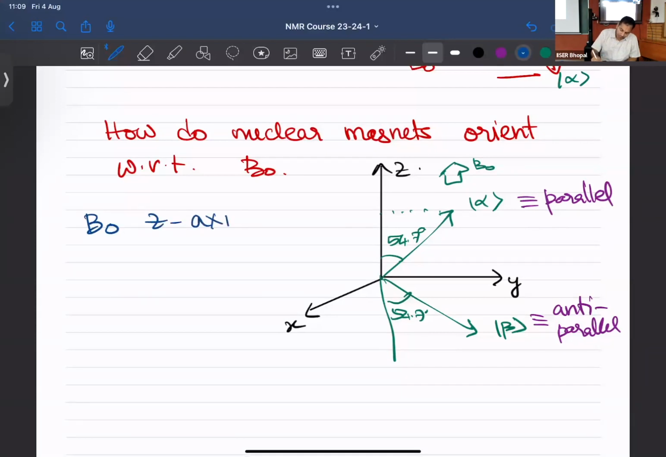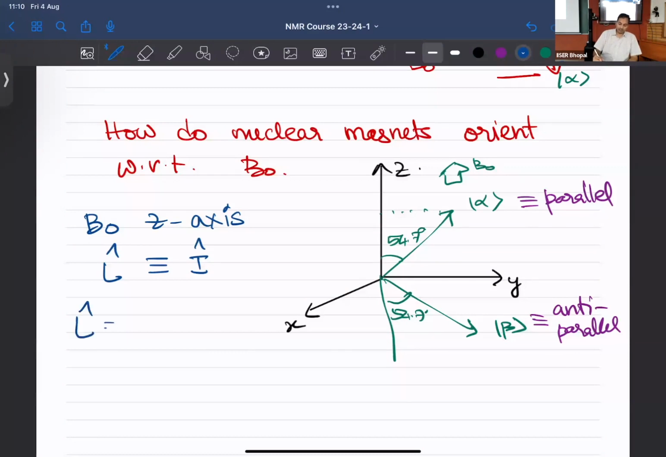And just to make a few of you guys happy, why do we choose B naught along Z axis? Goes back to a little bit of quantum mechanics. If you might remember, we are talking about angular momentum. The moment you go to spin, we are talking about the angular momentum operator. Of course, in quantum mechanics, we would have learned it as L. For people who might not know, please check the rigid rotor model. That's where this operator gets defined.